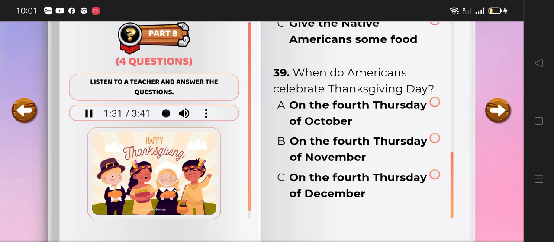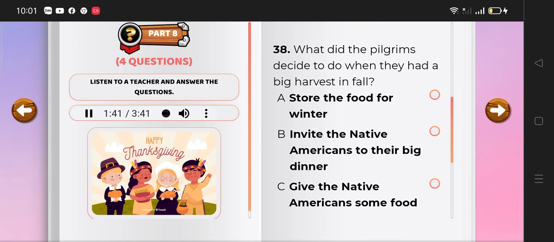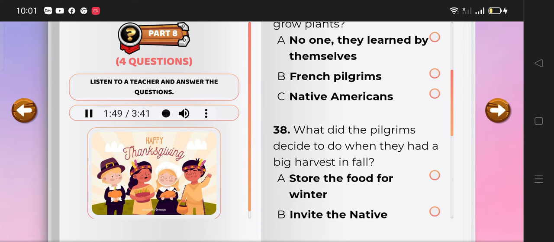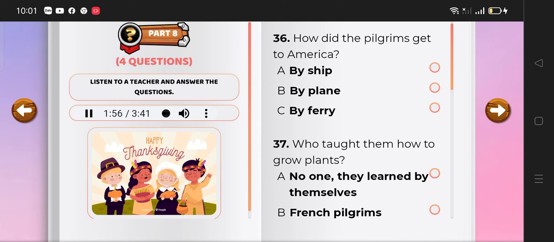Since then, Americans have celebrated Thanksgiving Day on the fourth Thursday of every November. They give thanks for things like family, food, shelter, and good health. Now answer the questions. Number 36. How did the pilgrims get to America? A. By ship. B. By plane. C. By ferry.